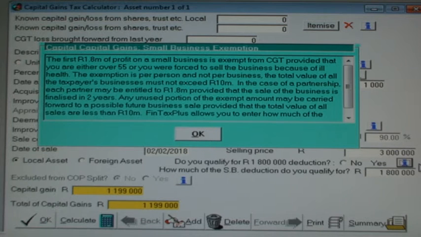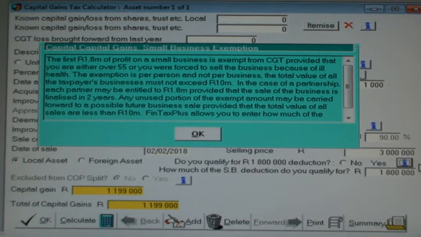The first 1.8 million of profit on a small business is exempt from CGT provided that you are either over 55 or you were forced to sell the business because of ill health. The exemption is per person and not per business. The total value of all the taxpayers' businesses must not exceed 10 million rand.